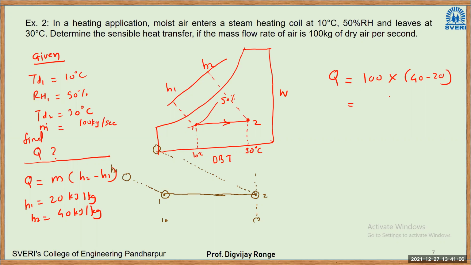So here the answer will be 20 into 100, so that will be 2000. The unit will be kilowatt, because this is kilogram per second and here it is kilojoule per kilogram. Kilogram will be cancelled, and kilojoule per second is kilowatt. So that much amount of heat is being transferred by the steam heating coil to the air.